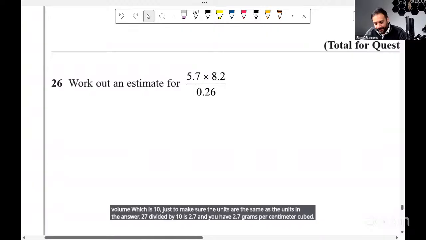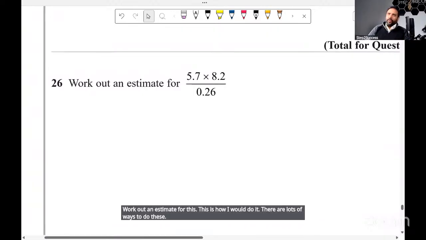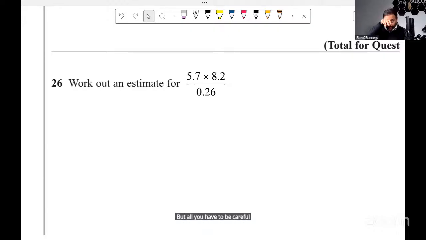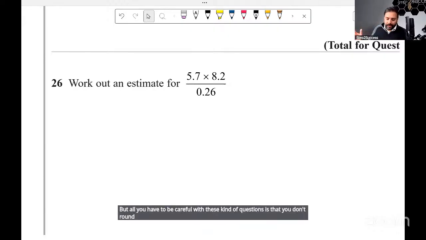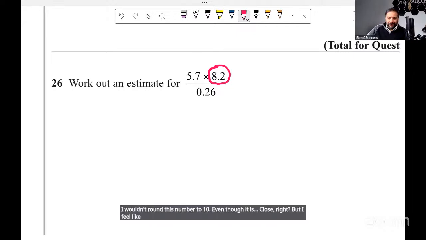Work out an estimate for this. This is how I would do it. There are lots of ways to do these. But all you have to be careful with these kind of questions is that you don't round too much and therefore get too far away from the answer. For example, I wouldn't round this number to 10, even though it is close to 10, right? But I feel like if you go to 10, you're going to get too far away from the answer.